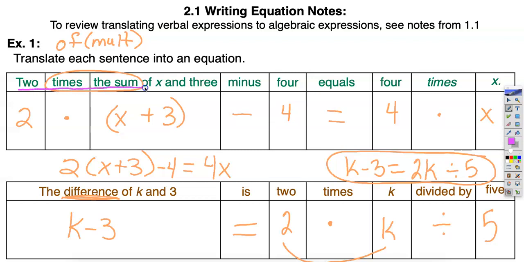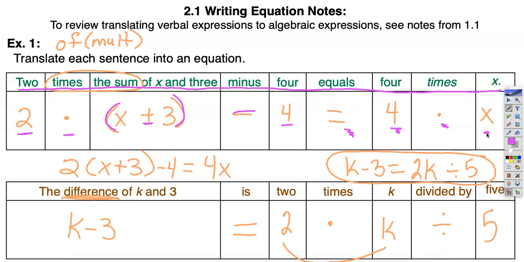So this is what we're working with. 2 times the sum of x and 3 minus 4 equals 4 times x. So we're going to take each of those parts and fill in each of the corresponding components. So 2 would obviously be filled in with a 2. I put a dot here for times, the sum of x and 3 minus 4 equals, that's pretty obvious, we got equals 4 times x.